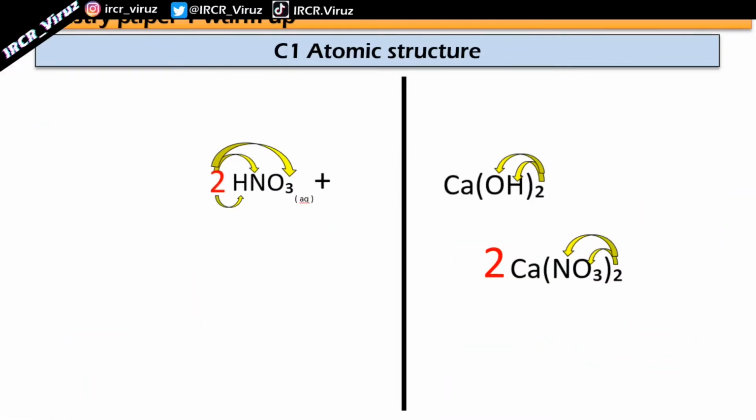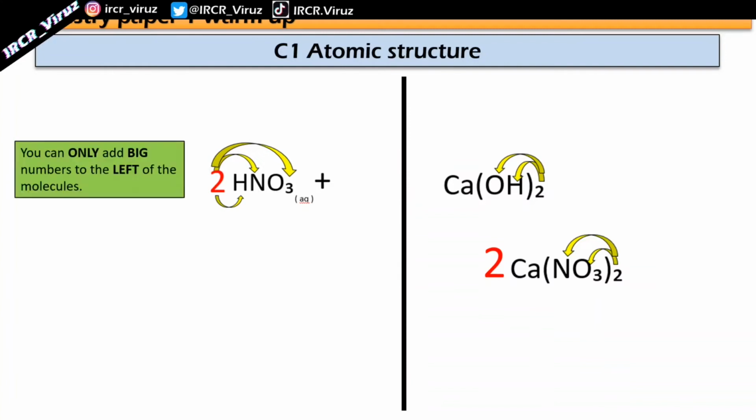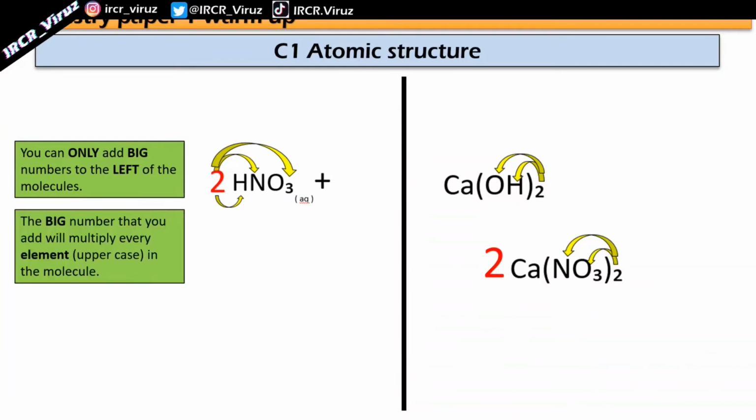Okay, so what I have here is just a couple of things you've got to look at when you are balancing equations. First of all, you can only add big numbers to the left of the molecules. That big number will multiply every single atom that you have in there, every single element, and you're looking at the upper cases. Now, some students get that confused, and when they see symbols like K, or Ca, they normally think there are 2 different elements, but you've got to be wary of that. It's only one element, because it has 1 capital letter.